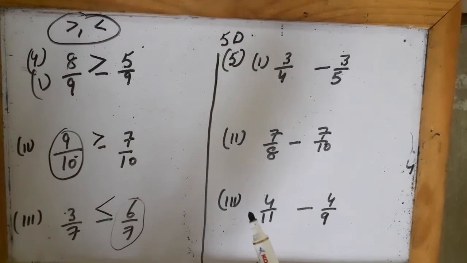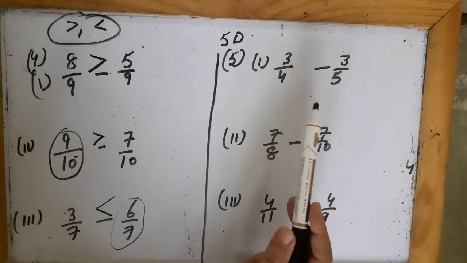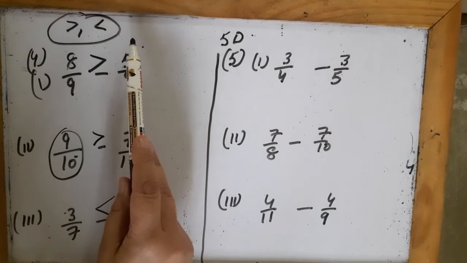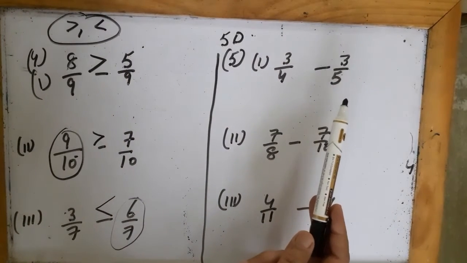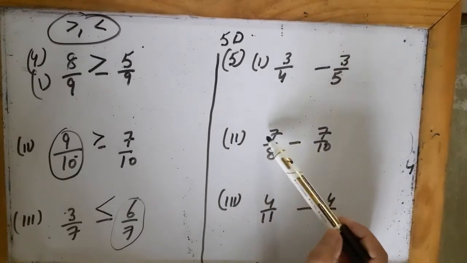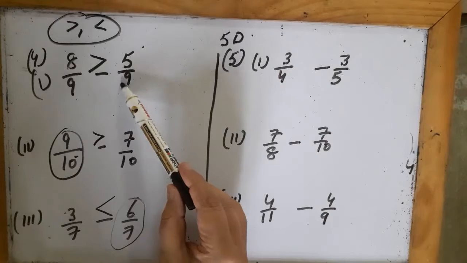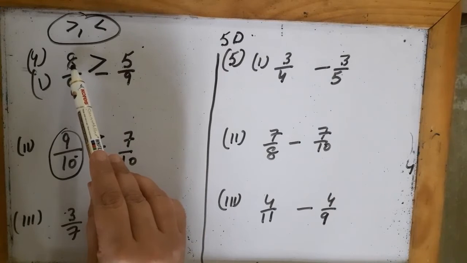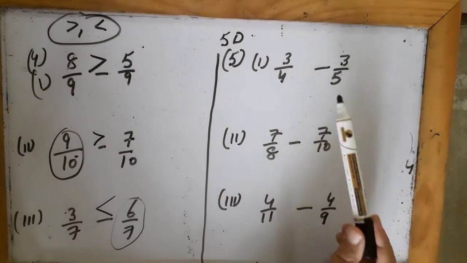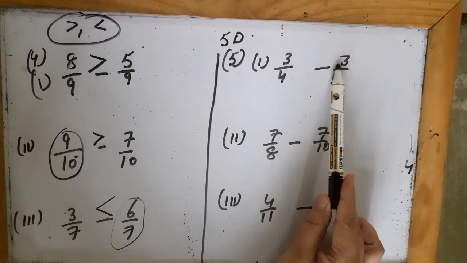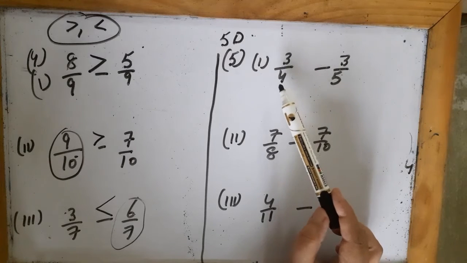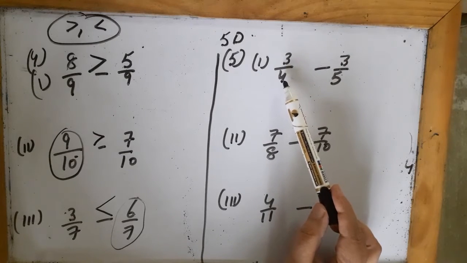Now coming to the fifth question, here also you have to put the sign of greater than and lesser than. Now in these fractions you can see that the numerators are the same this time. Before, the denominators were the same. When the denominators are the same, the one with the greater numerator is the greater fraction. But when the numerators are the same, then I have to look at the denominators.